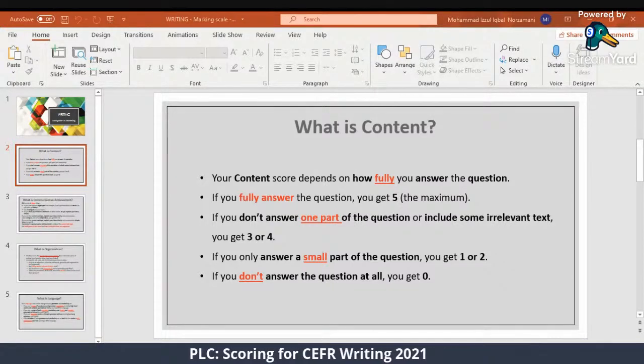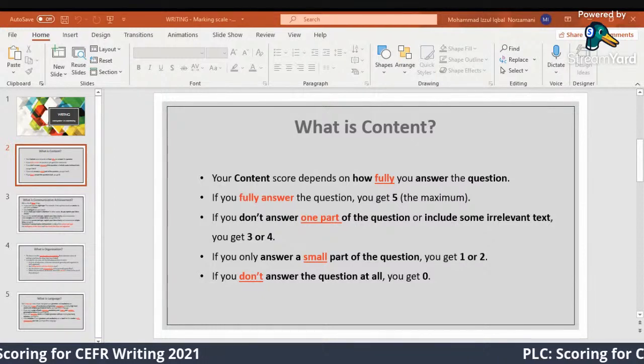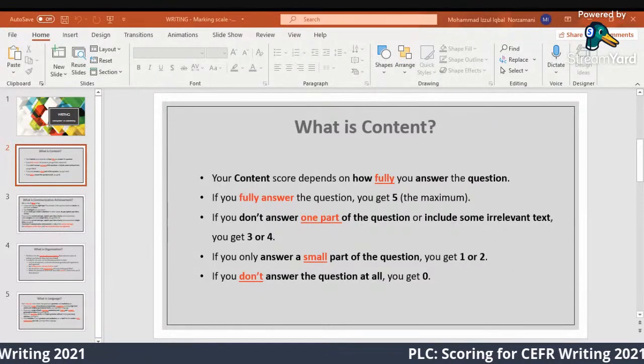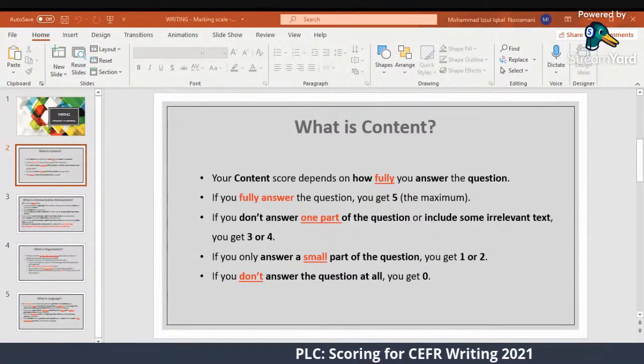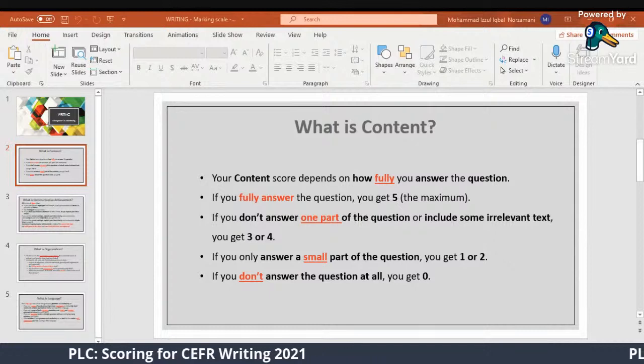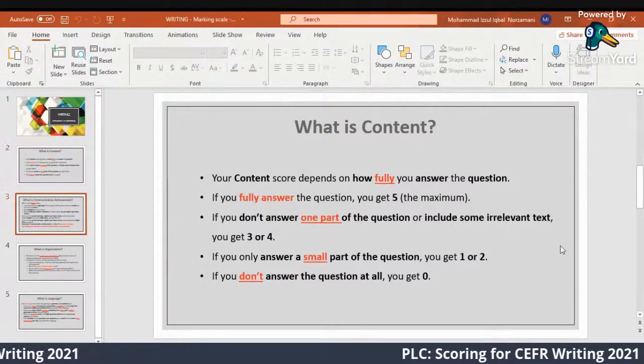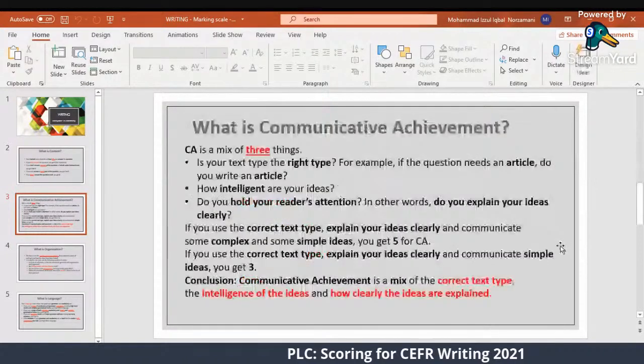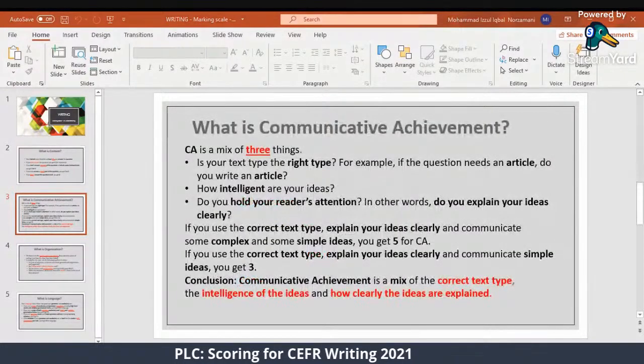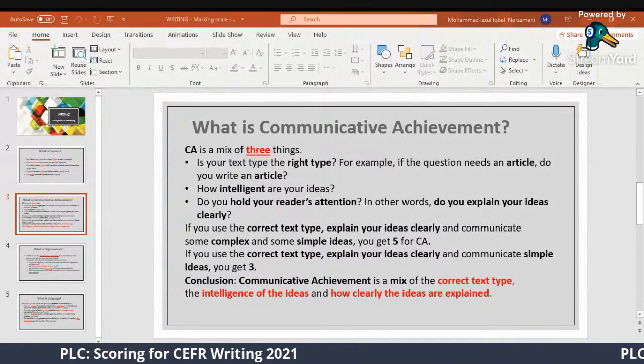Izul, I cannot see the slide again. Izul? Oh, okay, yeah, I can see the slide now.